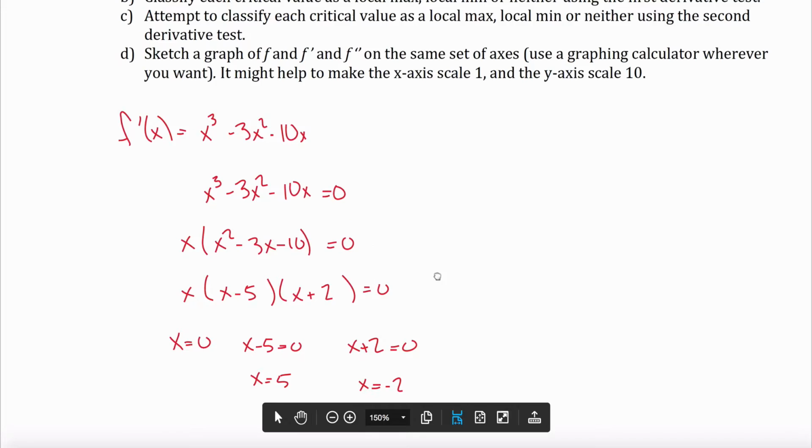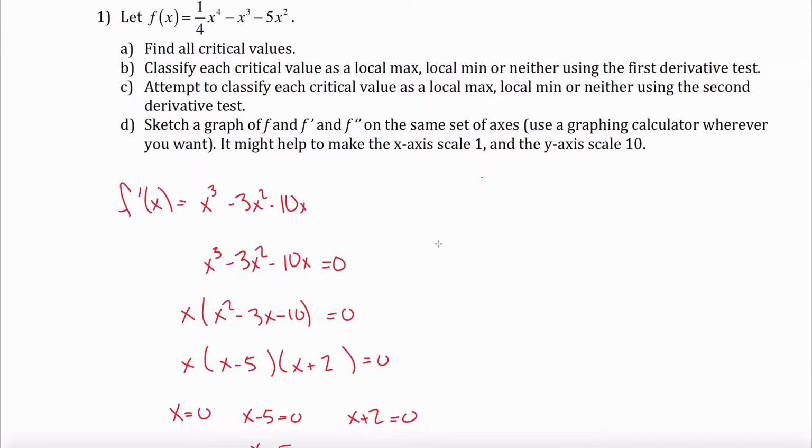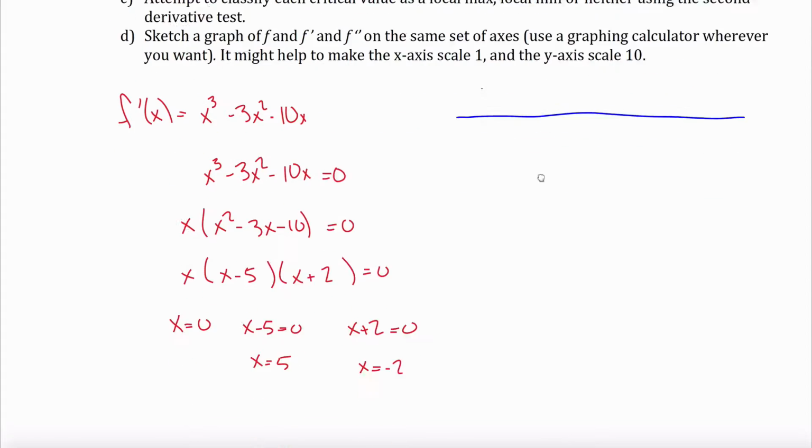But it's not enough to just find the critical values. What I want you to do in this worksheet is to classify those critical values. And in fact, I want you to do it twice. So when you classify critical values using the first derivative test, you can kind of start with a number line here and divide your number line up into regions according to your critical values. So negative 2, 0, and 5, if I kind of plot those on a number line, that divides my number line up into 4 different regions.